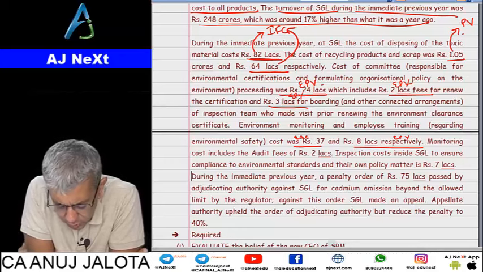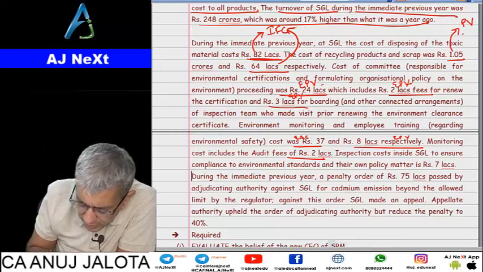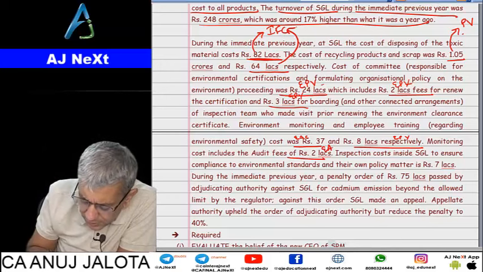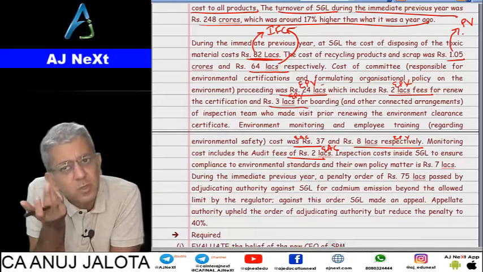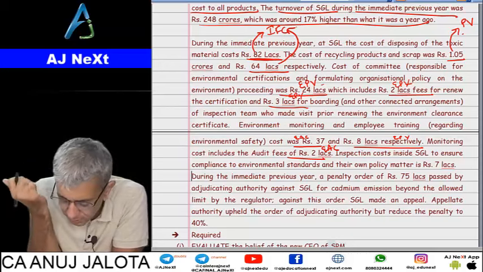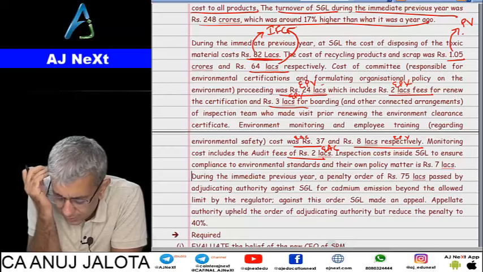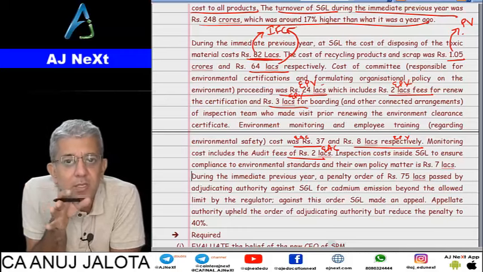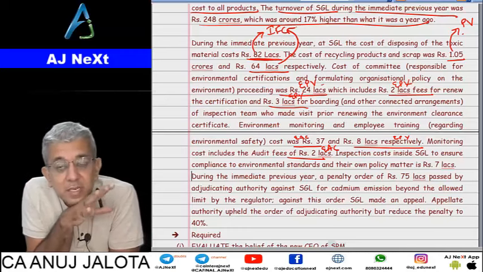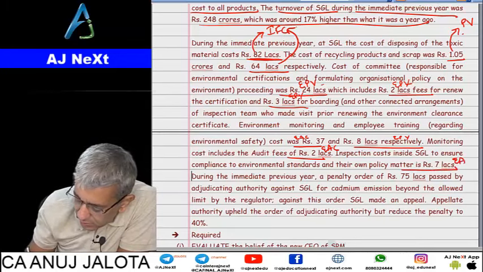So, therefore, this will be environmental prevention cost. Monitoring cost includes 2 lakh rupees of audit fees. Now, audit fees is paid at the end of the period, means after the activity. So, in any case, this is also environmental appraisal cost only. You can club it with 37 lakhs because even that is your environmental appraisal cost, or you can keep it separate. We'll keep it separate. That's okay. Inspection cost of SGL to ensure that environmental standards and their own policy matter is 7 lakhs. Now, inspection will be done once your activities are done, so it's done after the activity. So, therefore, it will be environmental appraisal cost. Write down over here, environmental appraisal cost.